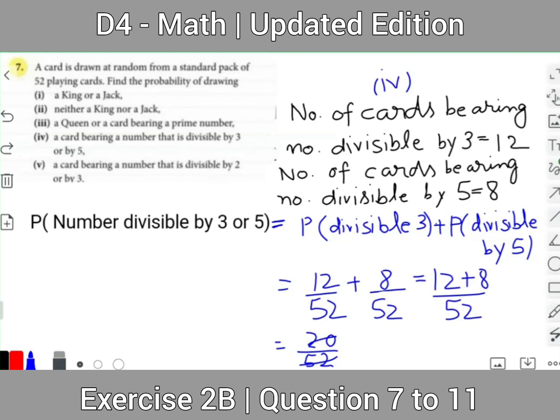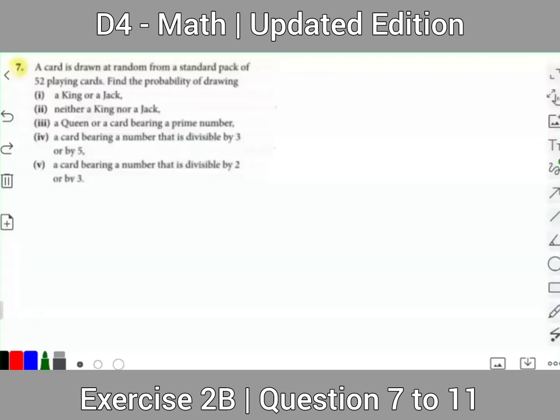After simplification we will get 5 over 13. So the probability that the number is divisible by 3 or 5 will be equal to 5 over 13. Now in part 5, we have to find the probability that a card bearing a number is divisible by 2 or by 3.